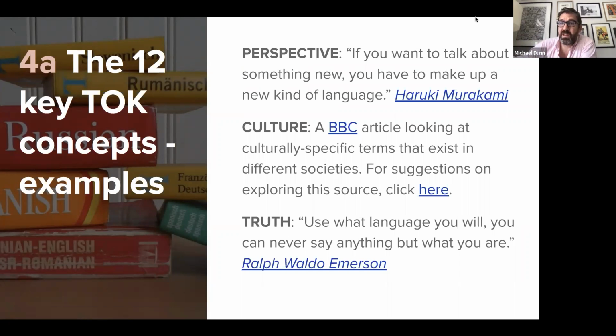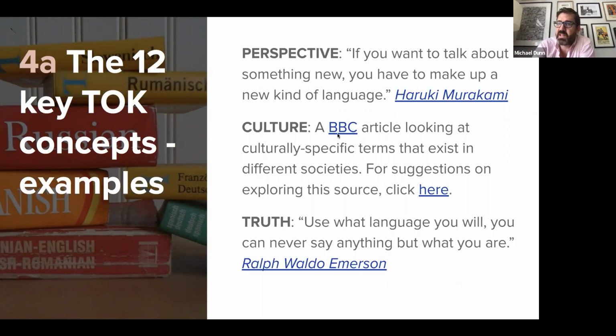Can we know something without having words for it? Wittgenstein said, the extent of my language is the extent of my world. This is the Sapir-Whorf hypothesis, and it's a great one to get into. We look at this a lot in TOK, and it's something that you could be looking at in language acquisition. This is what I've just mentioned.